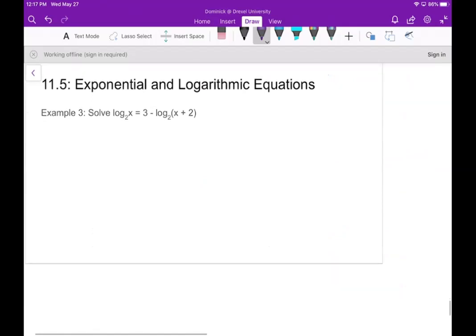Okay, let's do another example. So here, let's add log base 2 of x plus 2 to both sides.